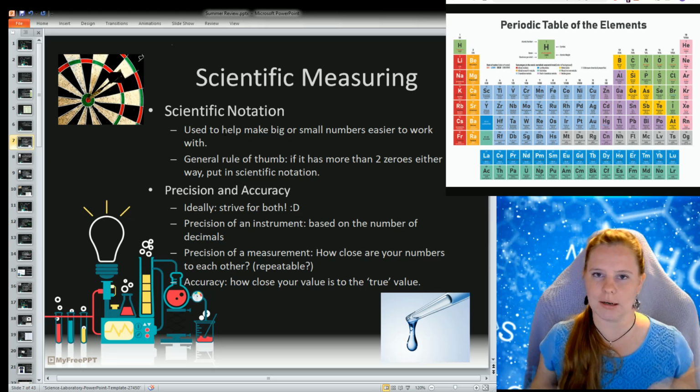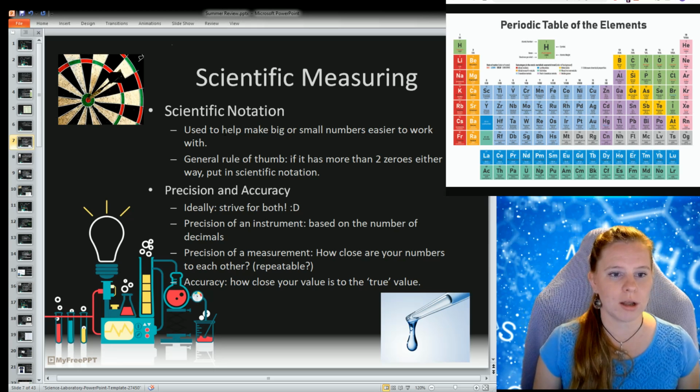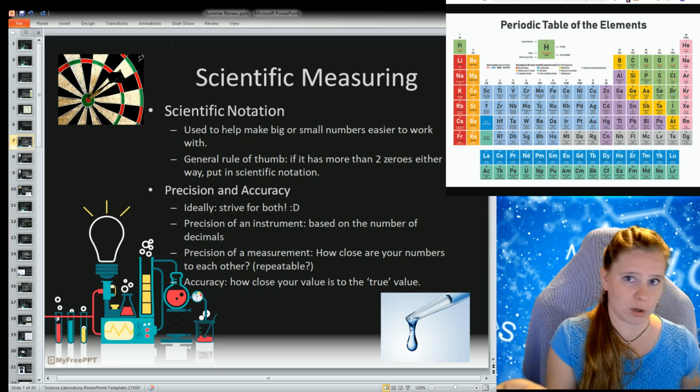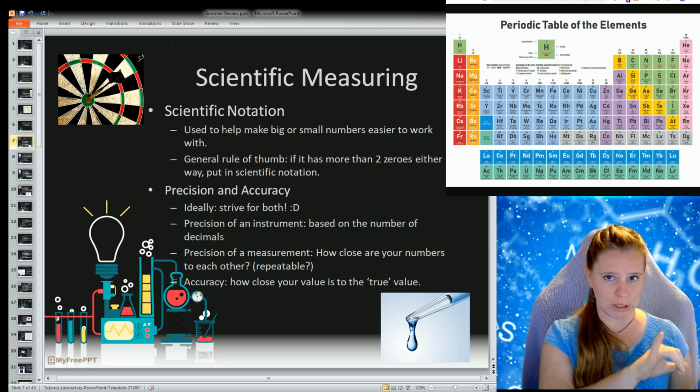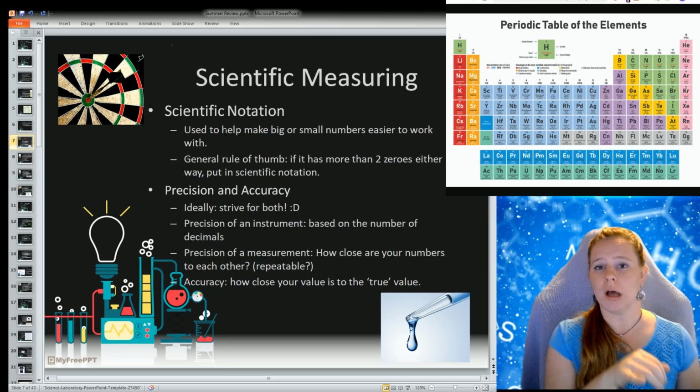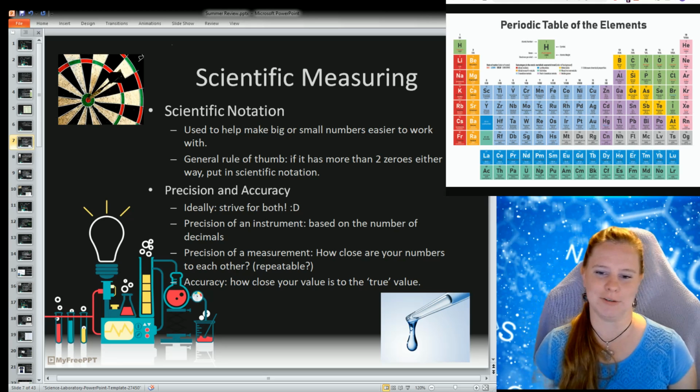I'm not really going to come back and teach this again during the year. If I give a number to you in scientific notation, you ought to know what it is. Or if you are calculating an answer in your homework and you get a really big or really small number, I expect you to put it into scientific notation.